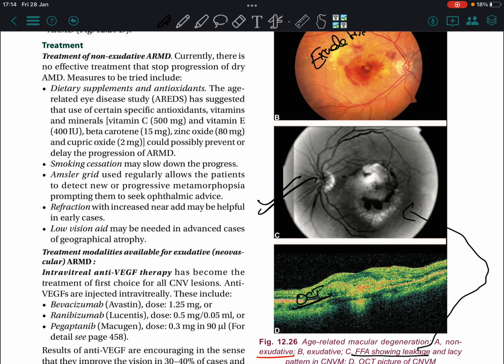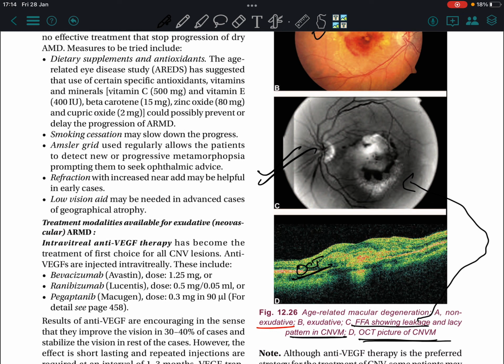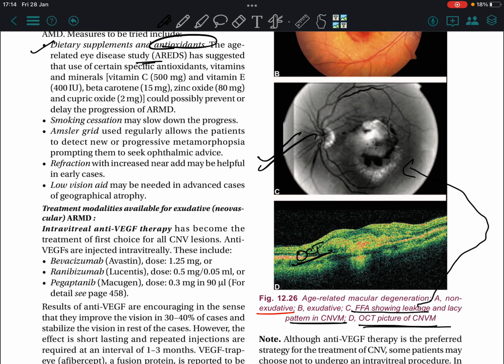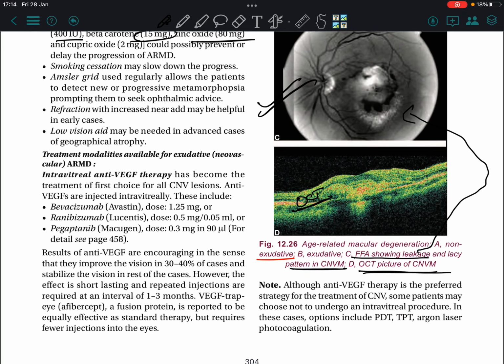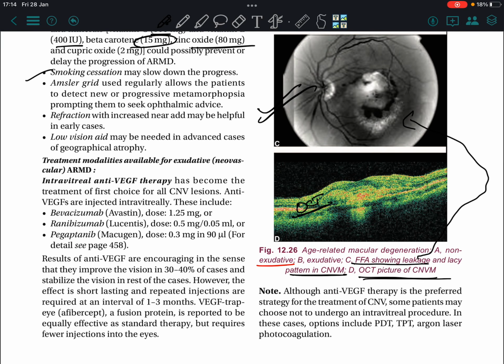Treatment of non-exudative ARMD. Currently, there is no effective treatment that stops progression of dry AMD. Measures to be tried include dietary supplements and antioxidants. In the Age-Related Eye Disease Study, the use of certain specific antioxidant minerals, vitamin E, beta carotene, vitamin C, zinc oxide, and cupric oxide could possibly prevent or delay progress of ARMD.